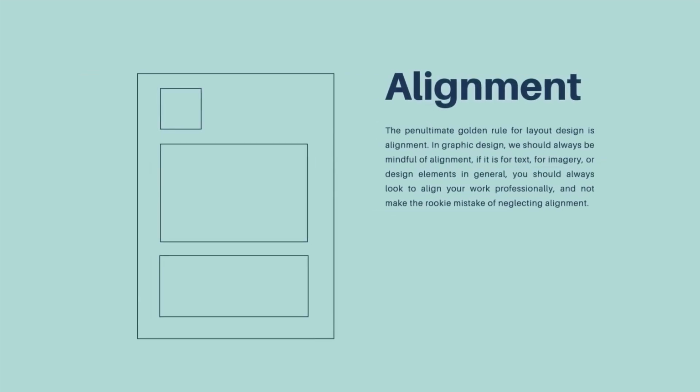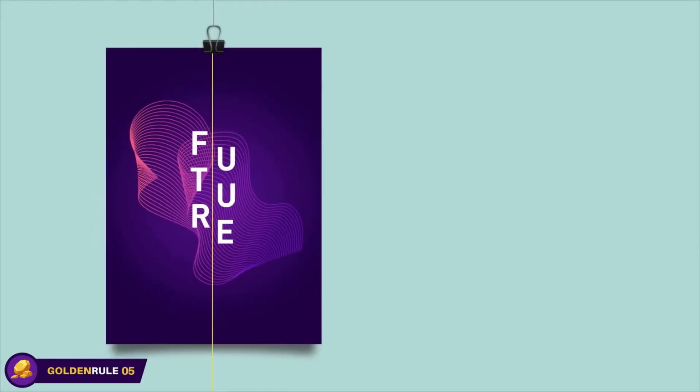Now, the penultimate golden rule for layout design is alignments. In graphic design, we should always be mindful of alignments, whether it's for text, for imagery, or design elements. In general, you should always look to align your work professionally and not make the rookie mistake of neglecting alignments.